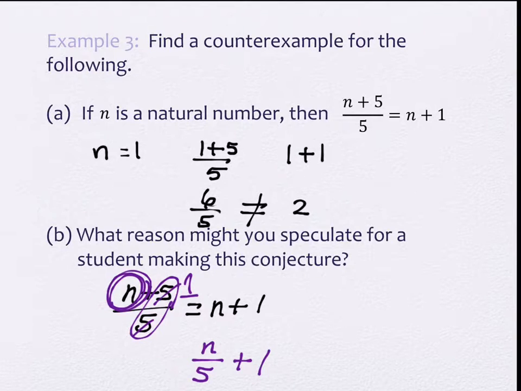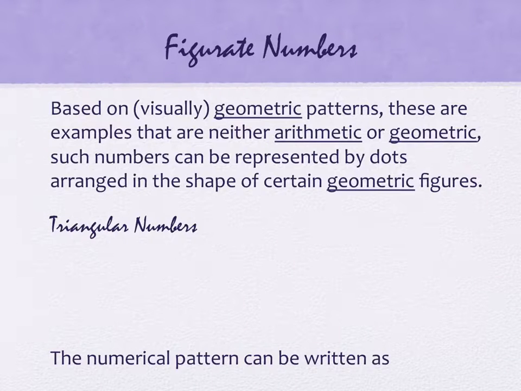We have one more topic in this section, and it's kind of a cool one. It's called figurate. I'm going to add extra syllables today. Figurate numbers. These are based on visual geometric patterns, examples that are neither arithmetic nor geometric. Such numbers can be represented by dots arranged in the shape of certain geometric figures. So our first one we're going to take a look at is called triangular numbers. So let me draw some dots that they're describing so you can see what triangular numbers look like.